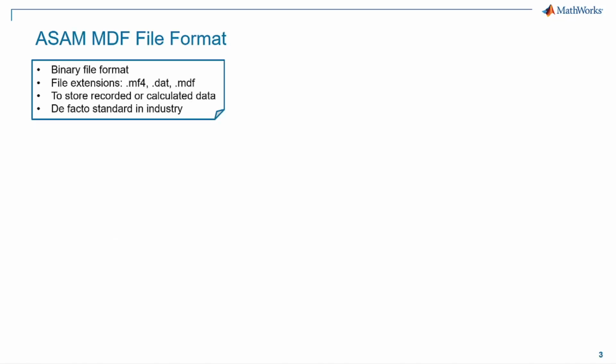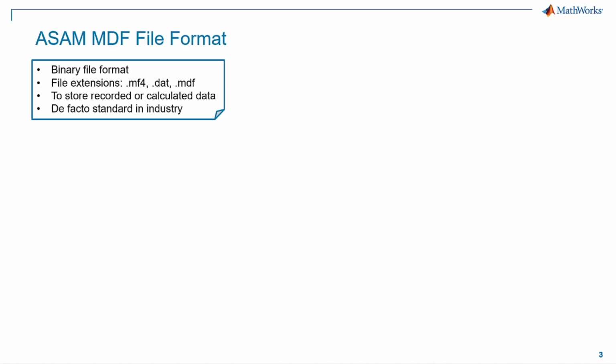Let's start by looking at the ASAM MDF file format, where ASAM is the standardization organization, and MDF stands for Measurement Data Format. MDF is a binary file format with a few possible extensions. You're likely seeing MF4 more often now for MDF version 4 files, but DAT and MDF are also possible extensions for legacy standard versions. MDF files can be used to store both recorded and calculated data, and it is considered a de facto standard in the automotive industry as of today.